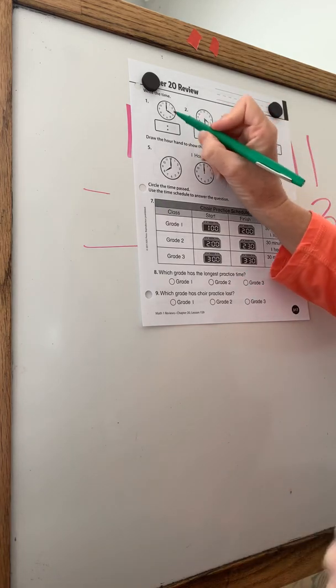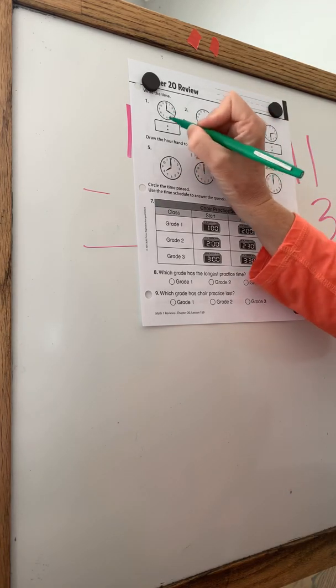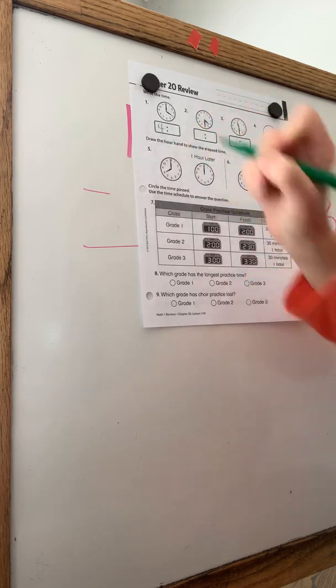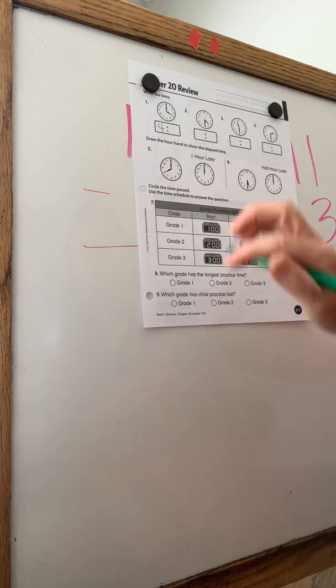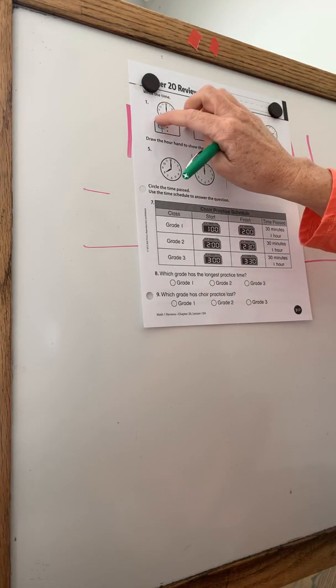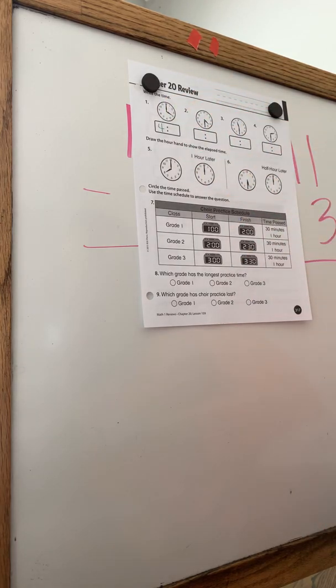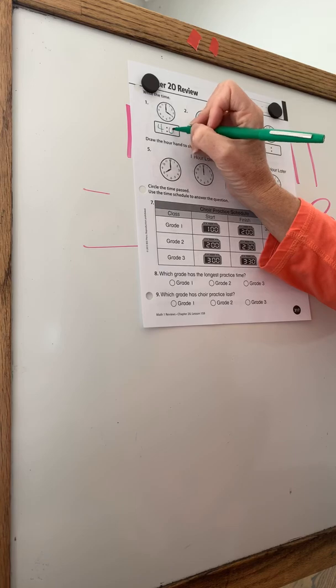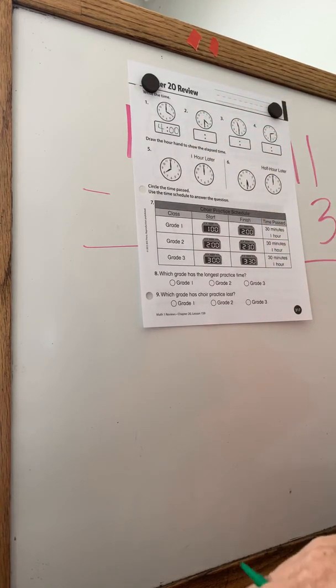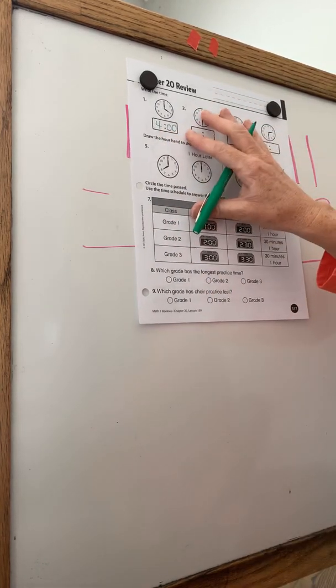But if we look at this clock here, our shorter hand is on the 4, so we know the hour is going to be 4. And then the minutes are going to be where we count by 5 around the edges. And this one is on the 12, and we know that anytime our hands are on the 12 that it's going to be o'clock. So the time on this is 4 o'clock.